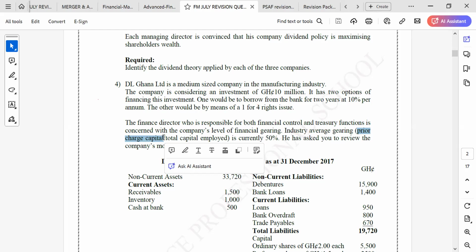So in this case, there are only two. We have the debentures and bank loans. Maybe the question should classify these loans and the bank overdrafts as a non-current liability. They'll be part of what? The prior charge capital. So the prior charge capital is basically the long-term debt. Okay. Let's come here.